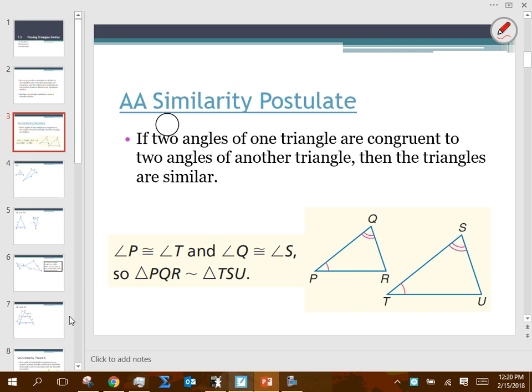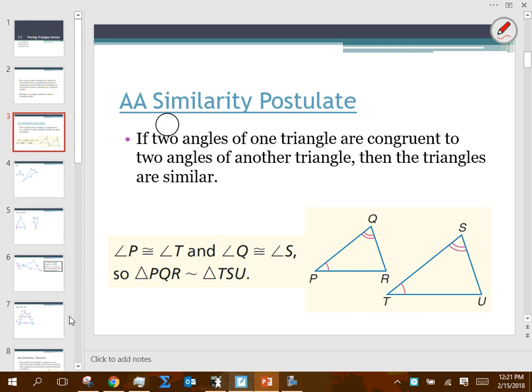And what it says is if you have 2 angles of one triangle congruent to 2 angles of another triangle, then the triangles are similar. You don't have to deal with any proportions there to determine similarity. We don't have to deal with the third angle, which we should know to be congruent anyways. You only need 2 angles congruent to 2 angles, and then that is enough to say that your 2 triangles are going to be similar to one another.